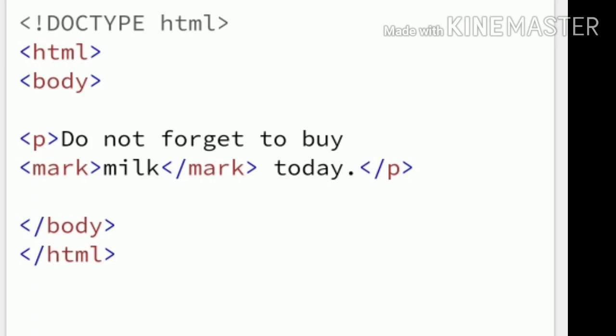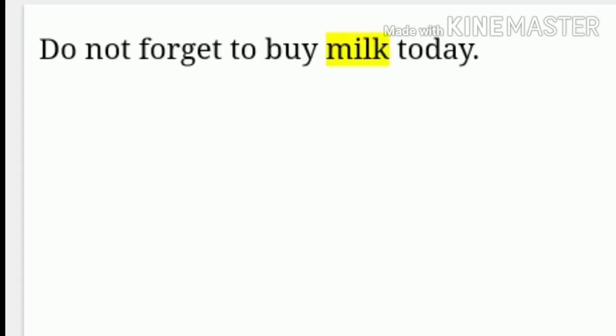Do not forget to buy milk today. In this sentence, the word milk is given different colors. The background color of milk is yellow. That means it is important to remember the point. It is given to remember, it is very important, and that is the marking of a particular one.